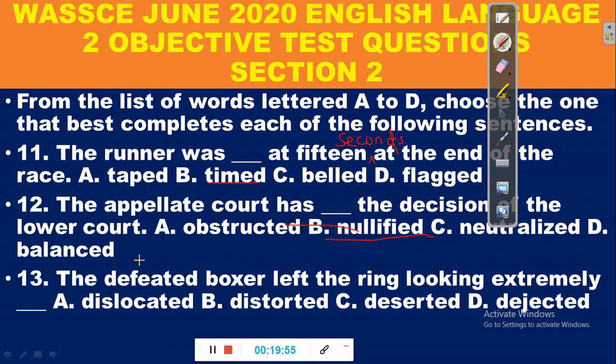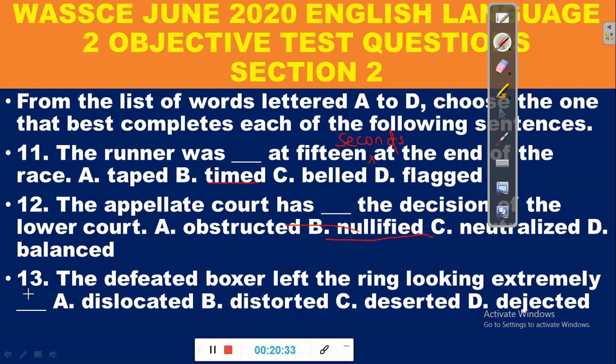Then D is balance. Of course, when we talk of balance, we talk of a balanced diet, or in other shades of meaning, you are talking of taking everything into account, and something that is fairly judged or presented is said to be balanced. But that's really not the meaning that is intended here. All right, so we have actually looked at all the options, and the accurate option is nullified. The appellate court has nullified the decision of the lower courts.